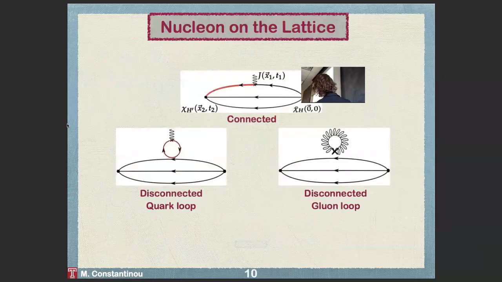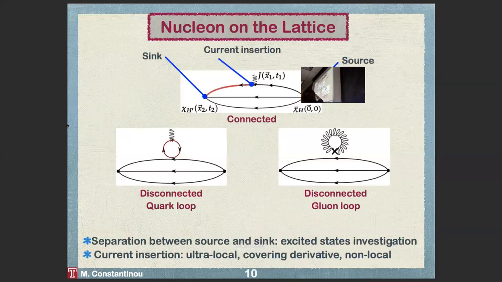So how we do our calculation on the lattice: we compute correlation functions, but we represent them in a schematic way as shown here. The upper diagram is what we call the connected diagram. I have here the creation and annihilation of the hadron of interest, in this case the nucleon, and at some point there is a current insertion. What is very important for us is the separation between the source and the sink, and this represents ground state dominance. That's what we want to modify, this separation, in order to ensure ground state dominance.